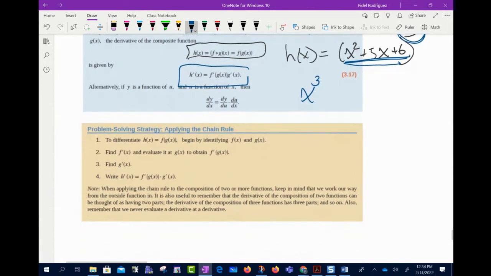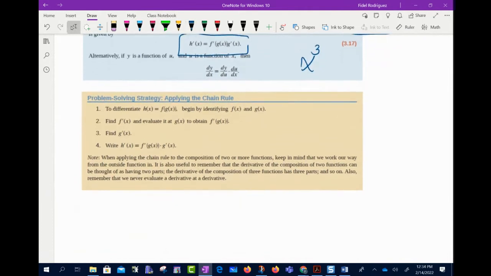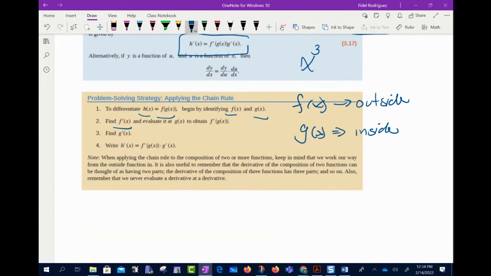Okay. All right. So problem solving strategy for applying the chain rule. It says to differentiate h of x equals f of g of x, we want to identify f of x and g of x. F of x, y'all, is what I call my outside function, and g of x is what I call the inside function, okay? And it says find f prime of x, so we're taking the derivative of the outside, evaluate it at g of x to find this part. Then we're going to find g prime of x, which is the derivative of the inside, and then this is how we're going to write our answer, okay?